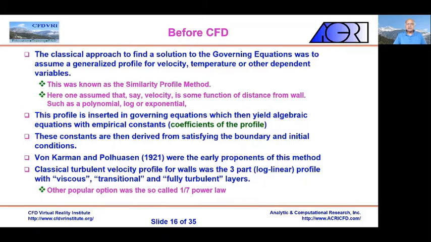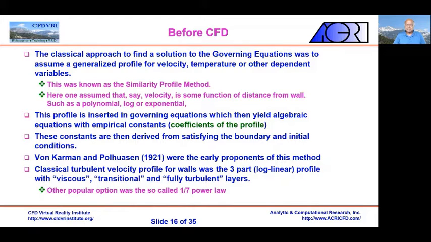So what did people do before CFD? Well, the classical approach to finding a solution to the governing equations was to assume a generalized profile for velocity, temperature, or other independent variables. This was known as the similarity profile method. Basically, you said that, let's say for velocity, it's some function of distance from the wall, such as a polynomial function, a log function, an exponential function, anything you think fits the flow that you expect.